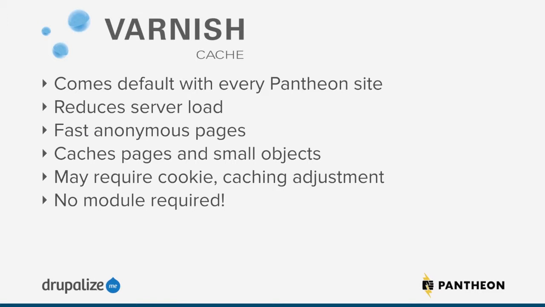Now, Varnish caches both pages and smaller objects, like JavaScript and CSS. So you're reducing the load on the actual application itself, right? It doesn't have to generate all that stuff all the time. Using Varnish may mean reconfiguring how your site uses cookies and some things like that with your cache configuration. So it's something you do want to understand and make sure that you configure correctly. It's normally not a big deal. It's just something to be aware of. And you don't have to do anything with modules in Drupal. This is a separate layer outside of your Drupal site.